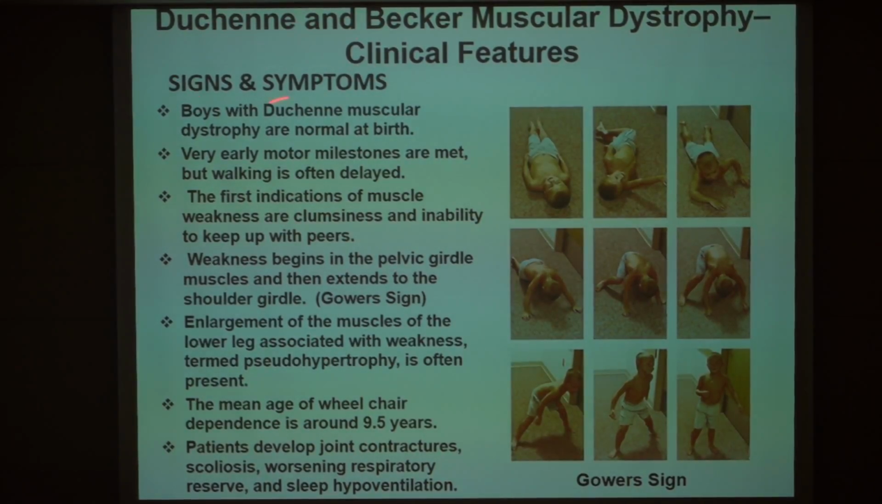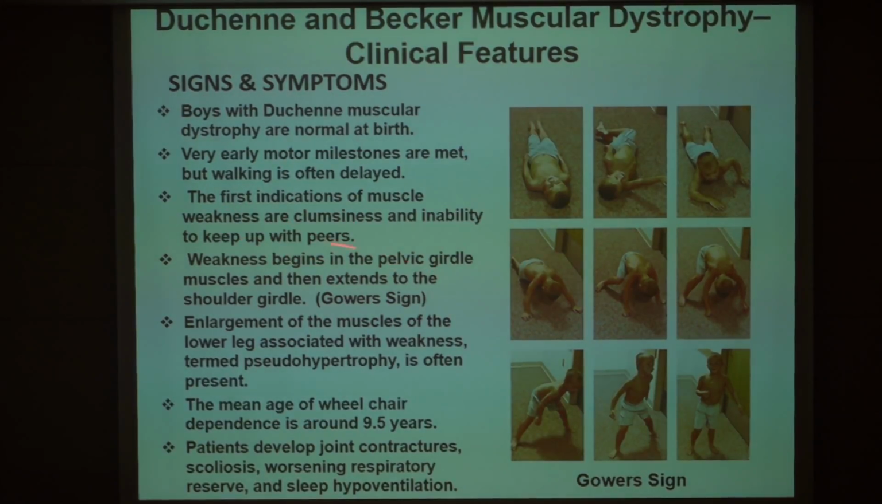But when we speak specifically about Duchenne's, boys with Duchenne muscular dystrophy are normal at birth. But what starts happening is that they'll miss early motor milestones. Rather, their very early milestones will be met, but their walking is often delayed. And you have this, if I'm not mistaken, right out of your notes, and it's also in the slide set. The first indications are muscle weakness and inability to keep up with peers.